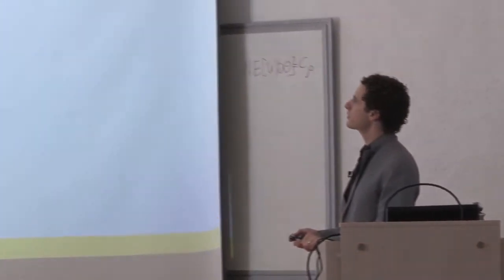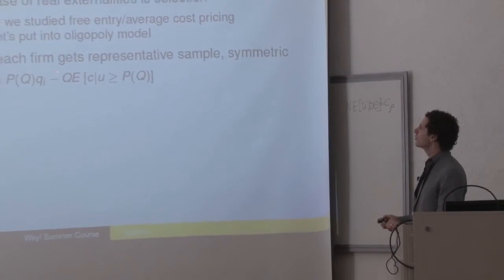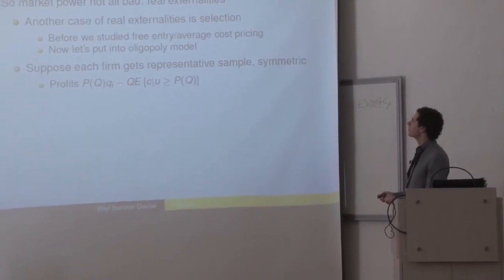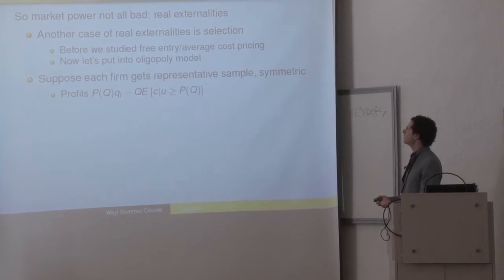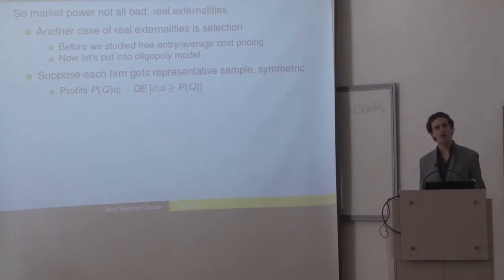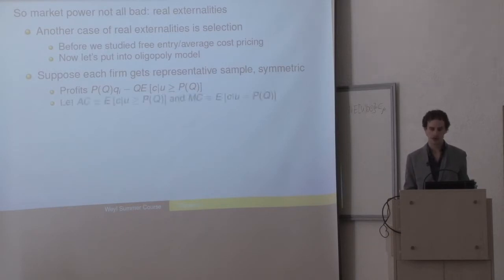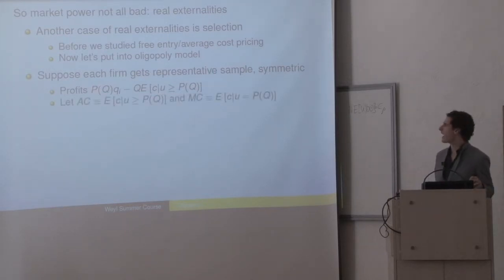So however many people are served, every firm's going to charge the same price, going to get the same fraction of the population. So then firms' profits are going to be the price, which depends on quantity, times the quantity, minus the quantity divided by n, Q_i, times the average cost of covering all the people who are willing to be in the market at the current price. So we can then define the average cost as just being the average cost among people who are in the market, and we can define the marginal cost as the average cost of people who are just on the margin.